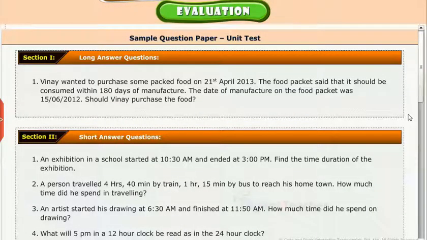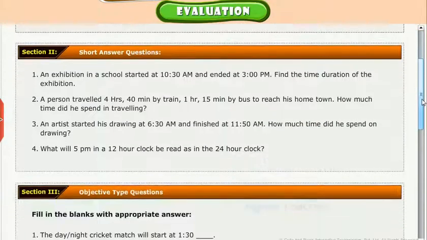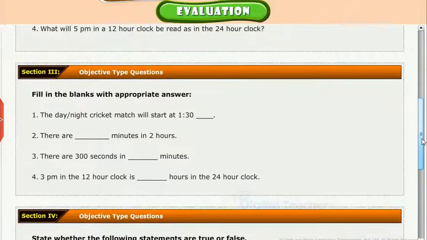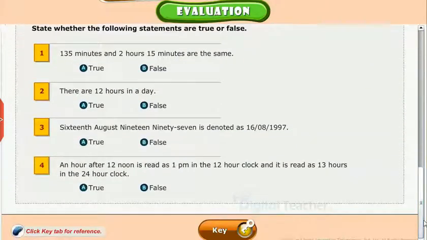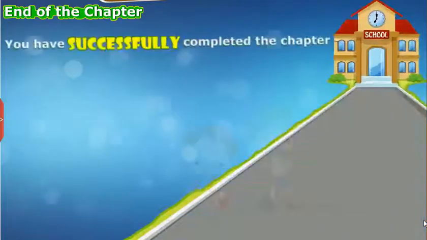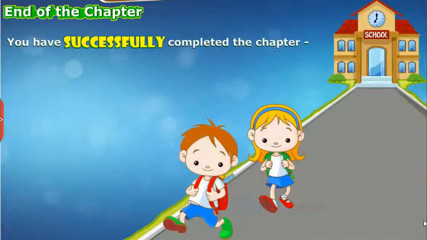Evaluation. Test your understanding of the chapter by taking the mock unit test. You have successfully completed the chapter Time.